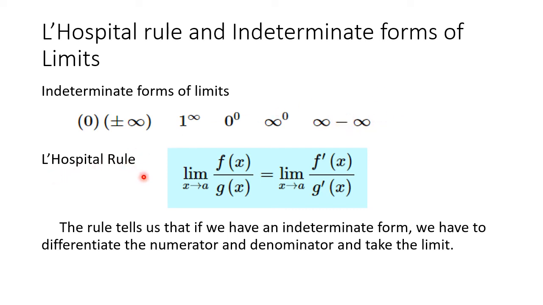L'Hospital's rule: the limit of f of x over g of x as x approaches a should be the limit of the first derivative of f of x over the first derivative of g of x. The rule tells us that if we have an indeterminate form, we have to differentiate the numerator and denominator and take the limit.